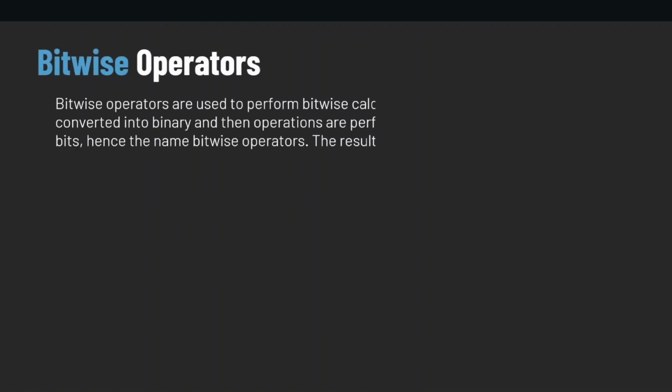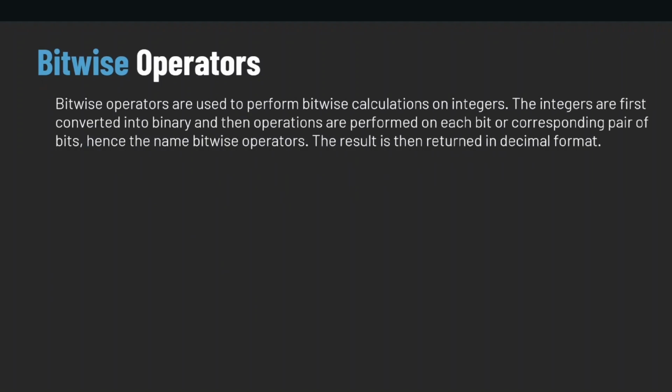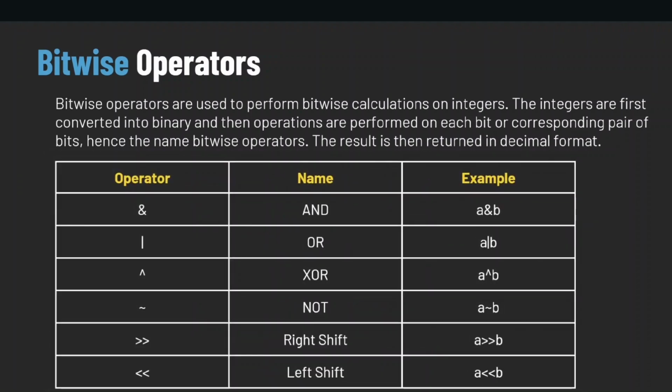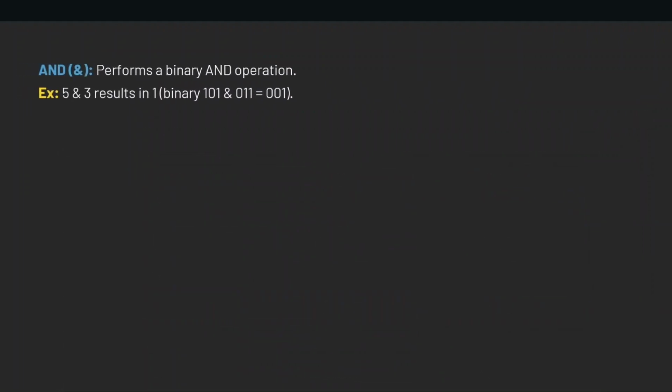Bitwise operators. Bitwise operators are used to perform bitwise calculations on integers. The integers are first converted into binary and then operations are performed on each bit, and the result is then written into decimal format. So they are used to perform operations on binary representation of numbers. These are the bitwise operators. Now first is AND operator. The AND operator performs a bitwise comparison between two numbers. It compares each corresponding pair of bits from the two numbers. If both bits are 1, the result is 1, and if either bit is 0, the result is 0.